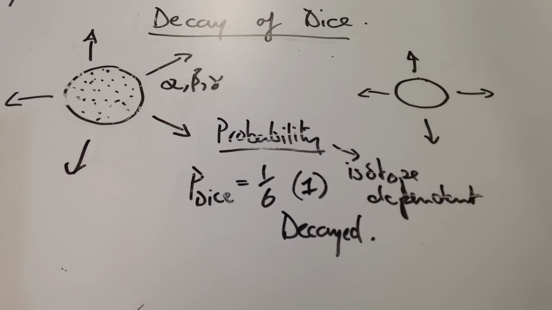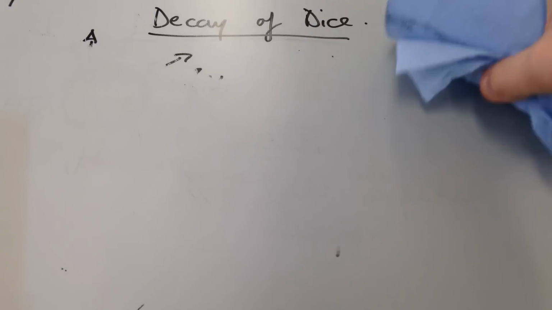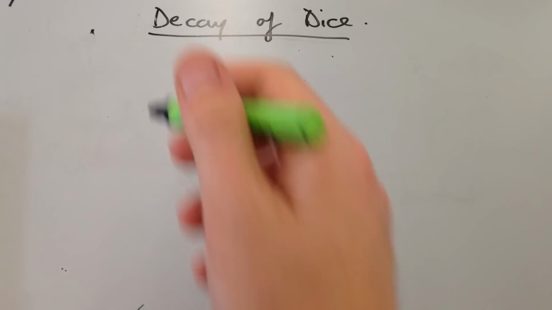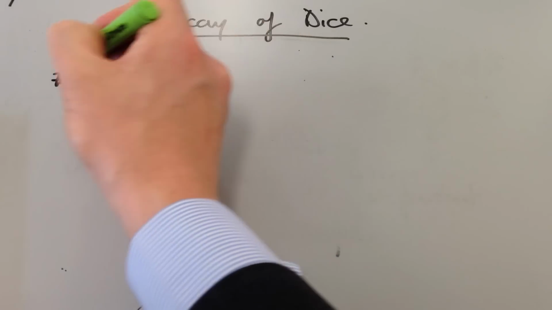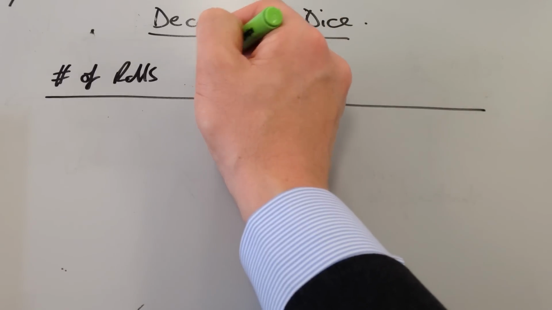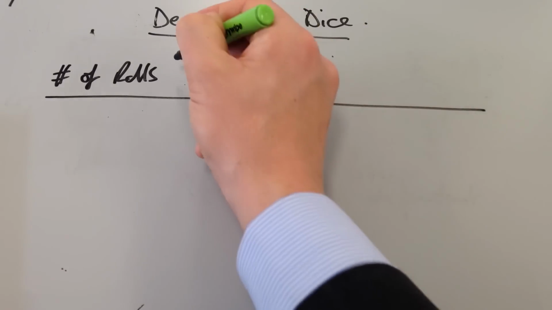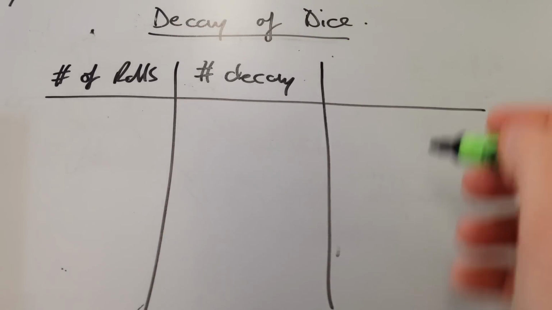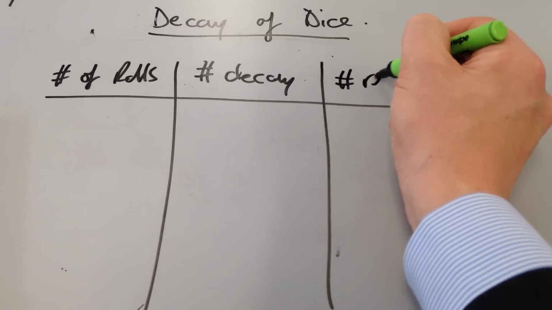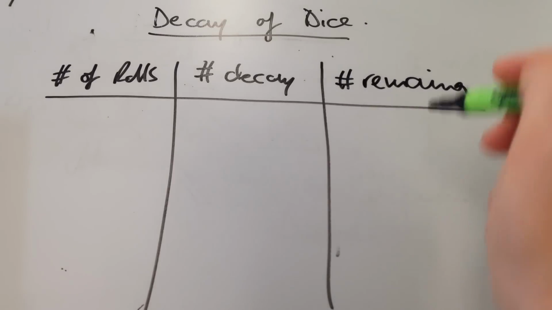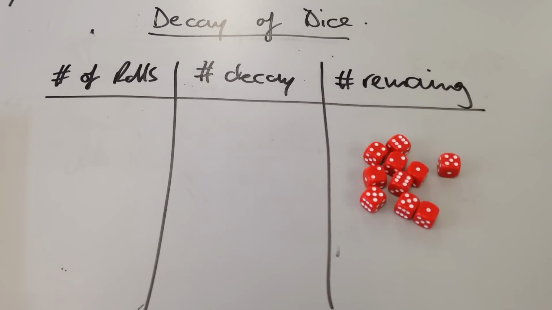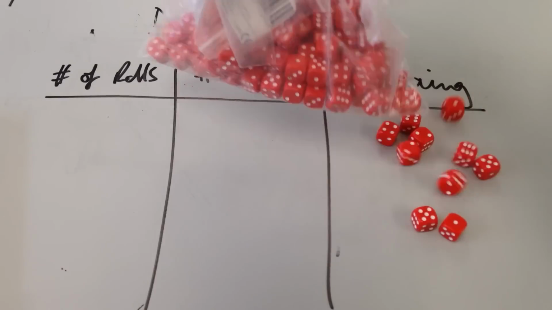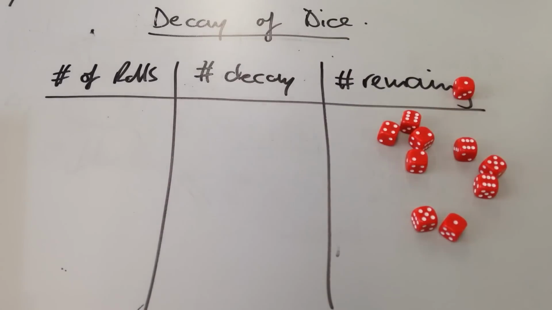Okay, so with that in mind, let's bring up our table of results. So, what do we need here? What's our independent variable? Well, we want the number of rolls. We're going to look for the number that decay. And we're going to look at the number remaining. Of course, what you'll be given is many, many more than this. You're going to be given something in the order of 150 odd dice.